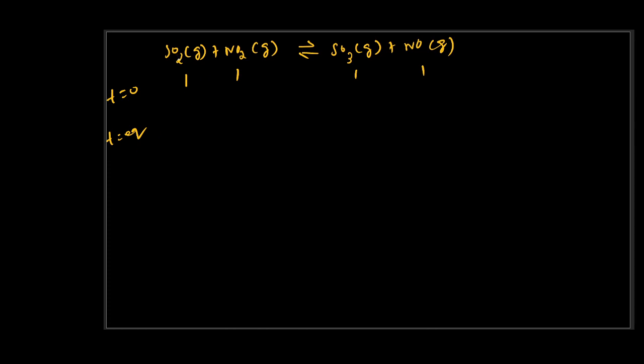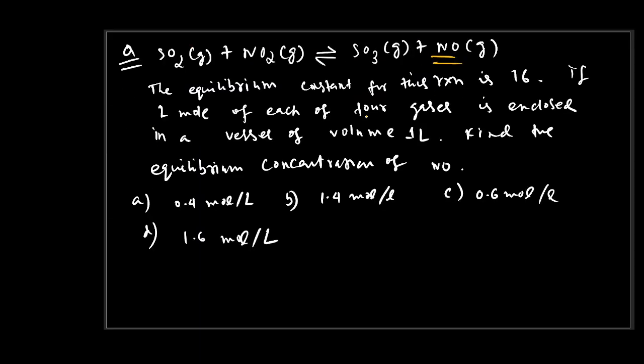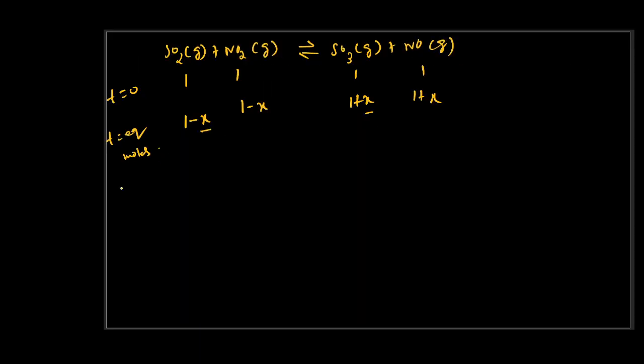and at T equal to equilibrium, what happened? Suppose X is consumed, so here also 1 mole, so here also 1. X will be consumed, so the products, X will form. Reactants consumed means product has formed, so here also 1 plus X. This is the moles. And if you write in liters, since the volume is given as 1 liter, this also becomes 1 minus X over 1. This is the concentration. Something divided by 1 is the same, so we can neglect this.